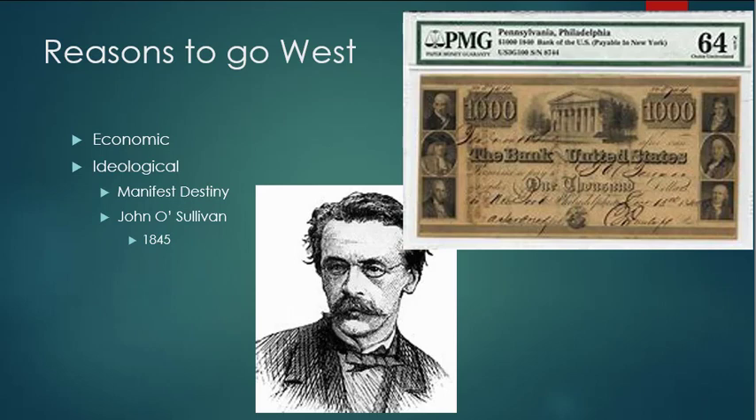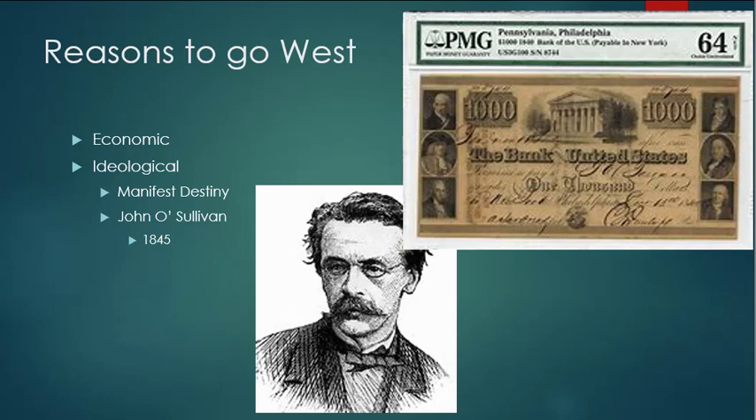The second part of this ideological reason to go west is that Americans believe that the United States should control the land on the North American continent. They believe that this land should be under American politics, and they believe that Americans should be settling this land and bringing about what they considered agricultural improvements to the land.